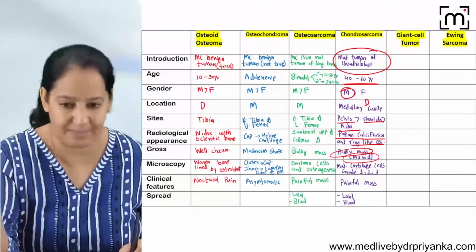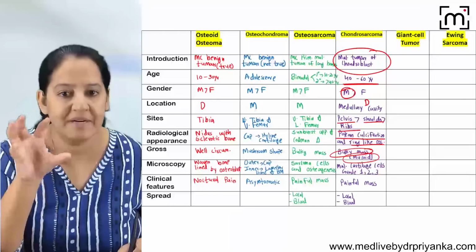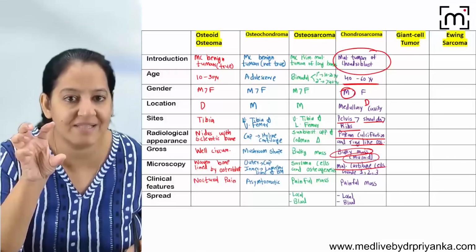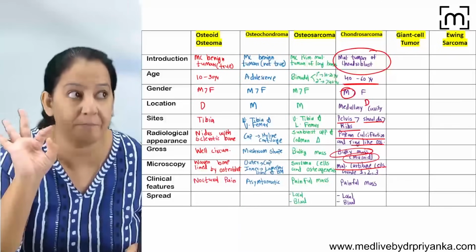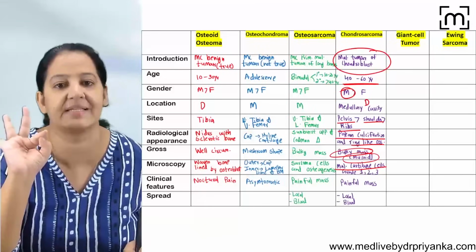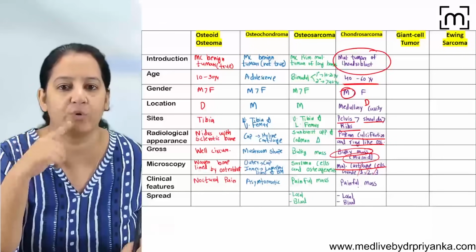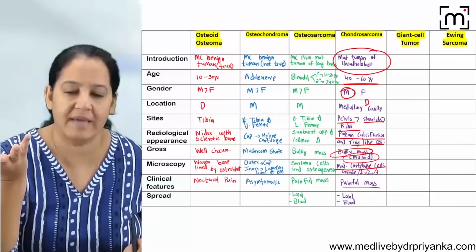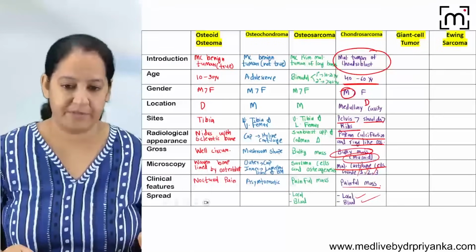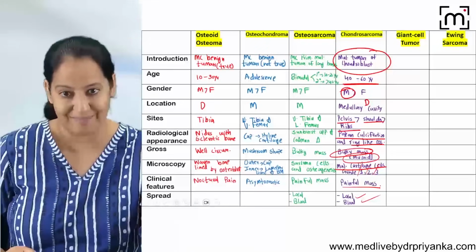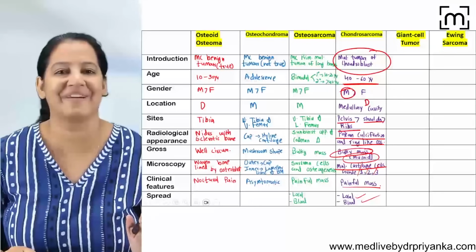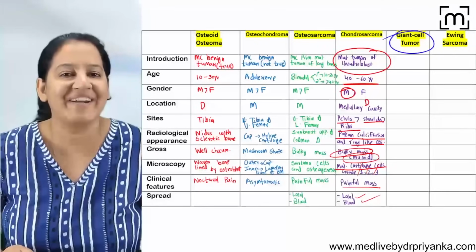Microscopically, we are having 2 things. The background is mucoid or myxoid, but it is having the cells, the malignant cartilaginous cells, based on the mitosis and cellularity of which we divide them in 3 grades, grade 1, grade 2, grade 3. Again, it's a painful mass, and spread is same, local and blood spread. So that is the thing. Now compare all of them. In the end, we will do the comparison. Don't worry. Coming on the 5th one, the giant cell tumor.